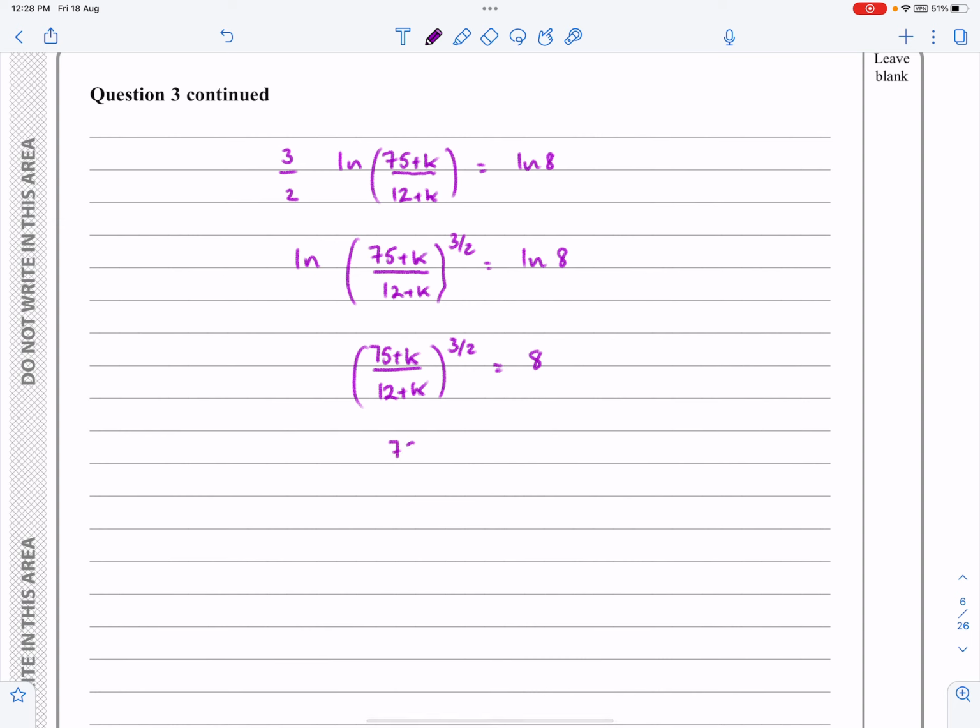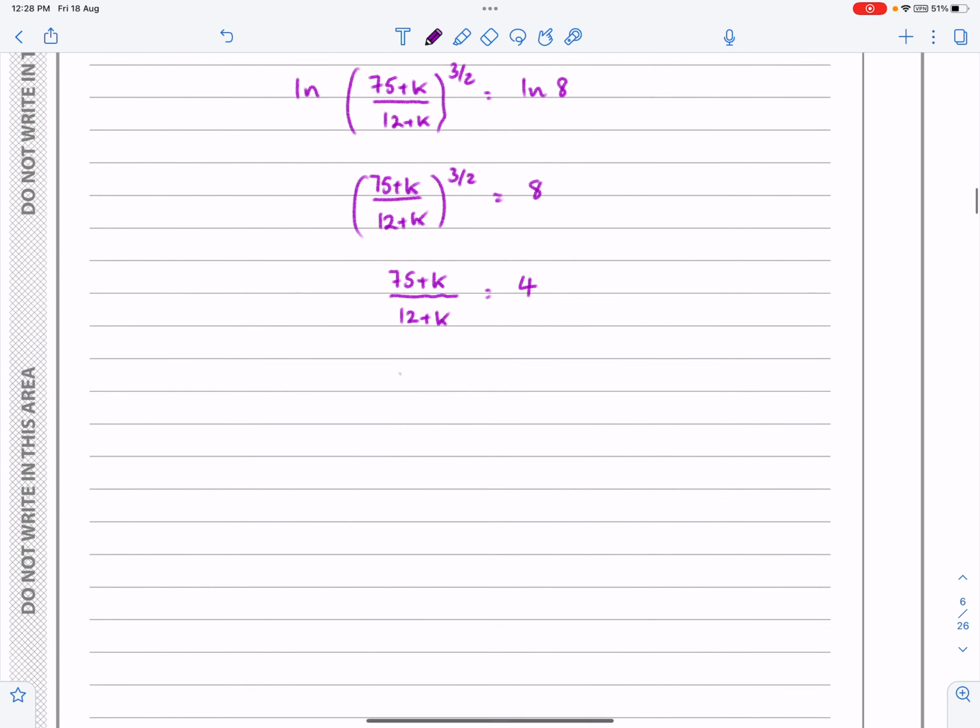If we take the power of 2/3 of both sides, then we'll get (75 plus k) over (12 plus k) is equal to 8 to the 2/3, and 8 to the 2/3 is 4. Stick into the calculator, it just works out to be equal to that. Right, pretty simple to finish this off then. So 75 plus k is equal to 48 plus 4k, multiplying that out. Get all the k's onto one side and all the numbers onto the other. 27 is equal to 3k, so k works out to be equal to 9.